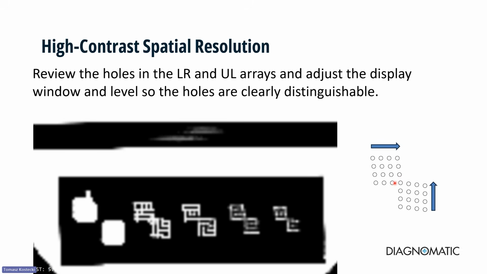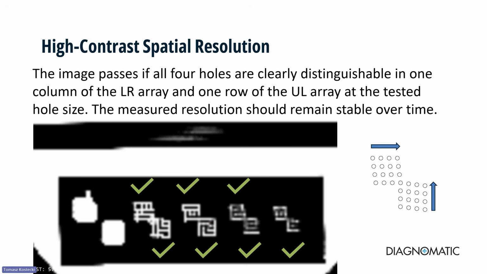The UL array is used to assess the resolution in the right-left direction, while the LR array is used to assess the resolution in the top-bottom direction. So in practice, we check both directions to confirm that spatial resolution is stable. The image passes if all 4 holes are distinguishable in one column of the lower right array and one row of the upper left array at the tested hole size.